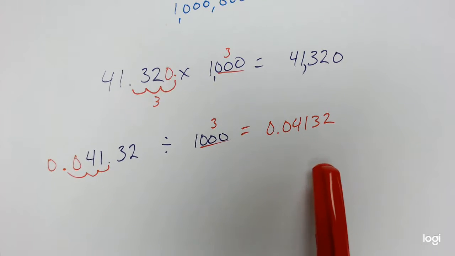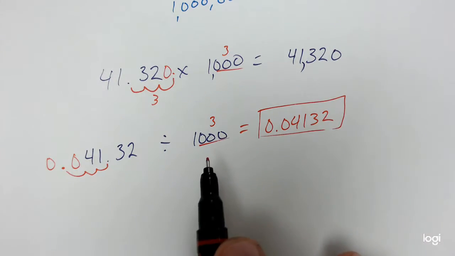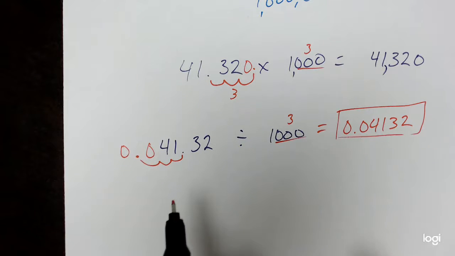4,132 hundred thousandths. That is the final answer here. Okay. So division works the exact same way. You count the zeros, you move the decimal places. The only difference is you're moving in the opposite direction to make a smaller number.